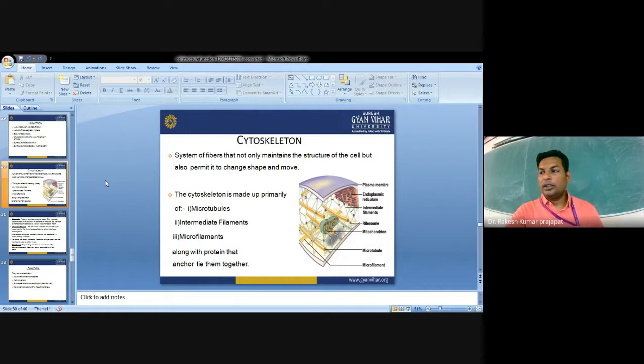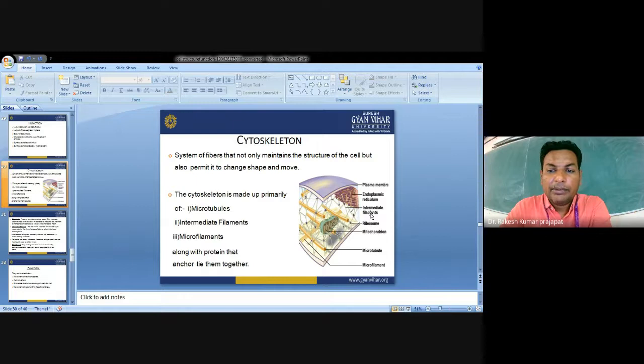And cytoskeleton. The cytoskeleton is a system of fibers that maintains the structure of the cell, but also permits it to change shape and move. The cytoskeleton is made up primarily of microtubules, intermediate filaments, and microfilaments, along with the proteins that anchor them and tie them together.